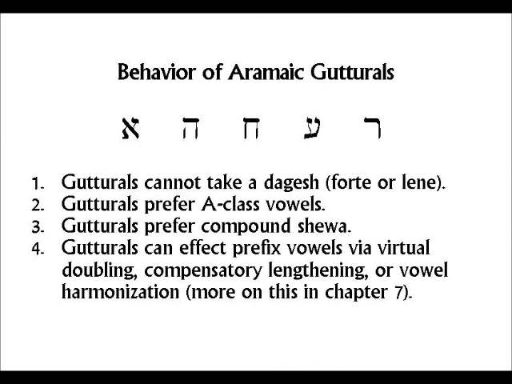The gutturals of Aramaic behave much the same as Hebrew gutturals. Aleph, Hey, Cheth, Ngayin, and Resh comprise the set. They cannot take a dagesh forte or lene. They prefer A-class vowels and compound schwas, and they can affect the prefix vowels via virtual doubling, compensatory lengthening, or vowel harmonization, just as in Hebrew.